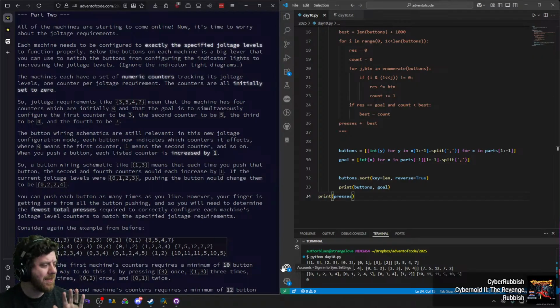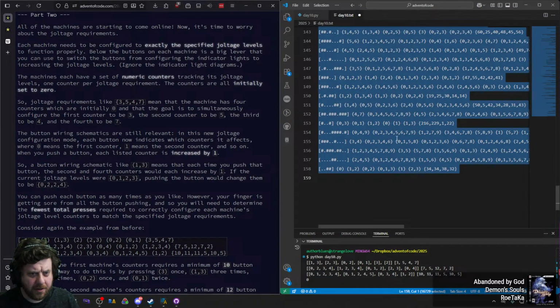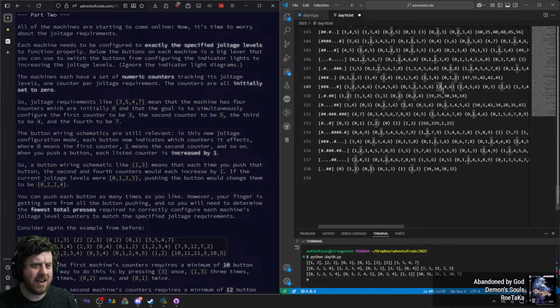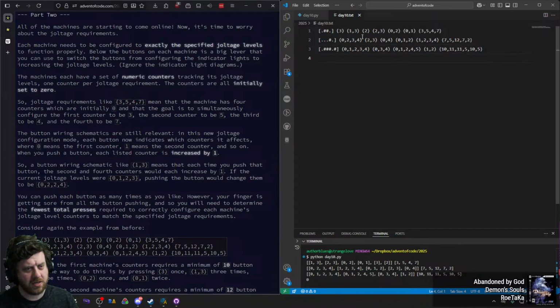I think I can solve this with dynamic programming. Can I solve this with dynamic programming? What are some of the larger numbers in this? 35, 34. I think I can solve this fast enough with dynamic programming.